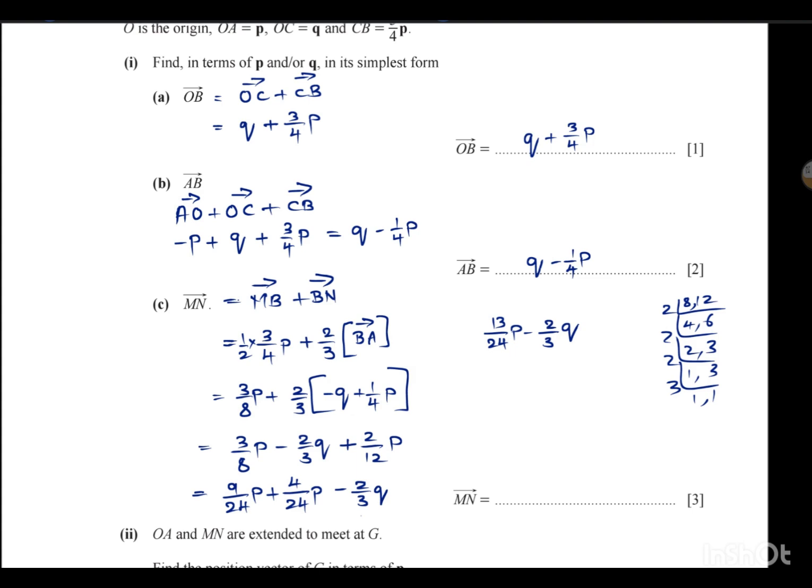That's it. The answer for MN is this: 13 by 24 P minus 2 by 3 Q.